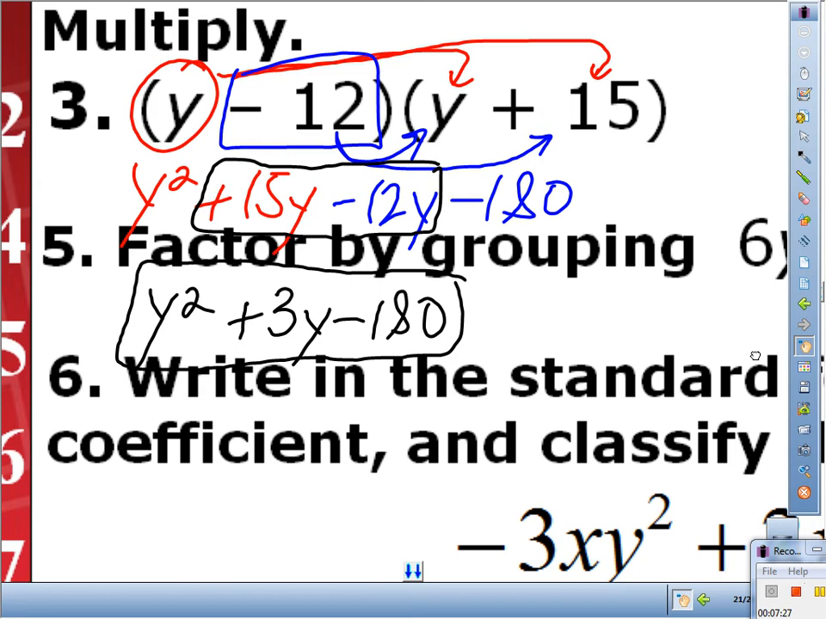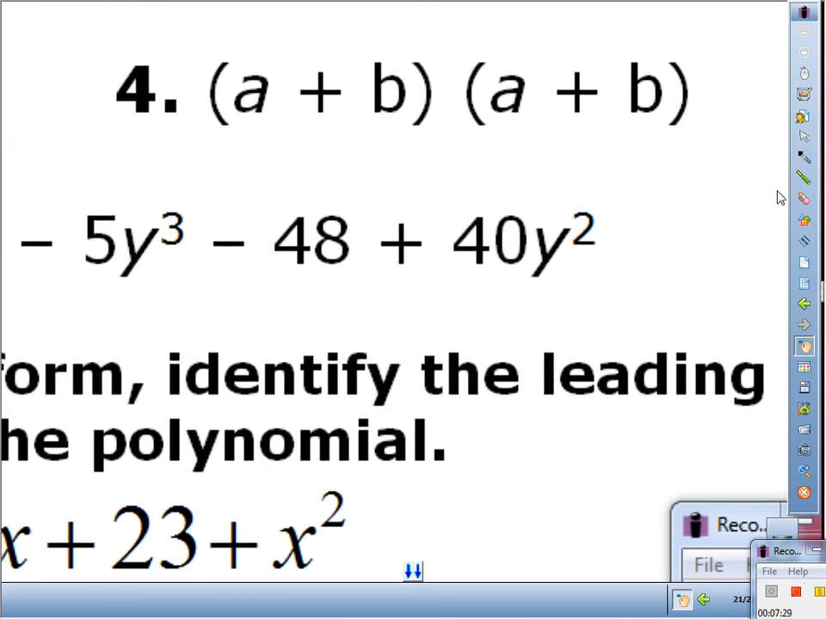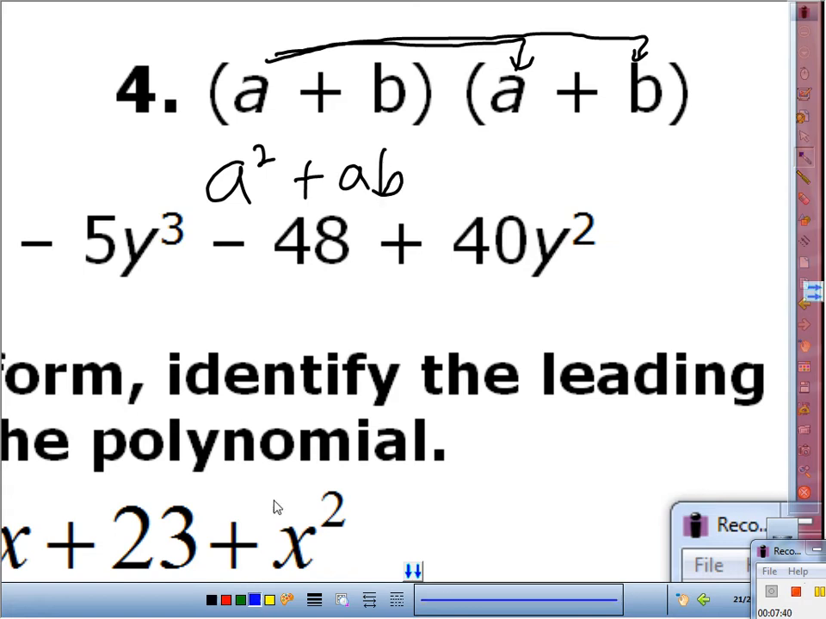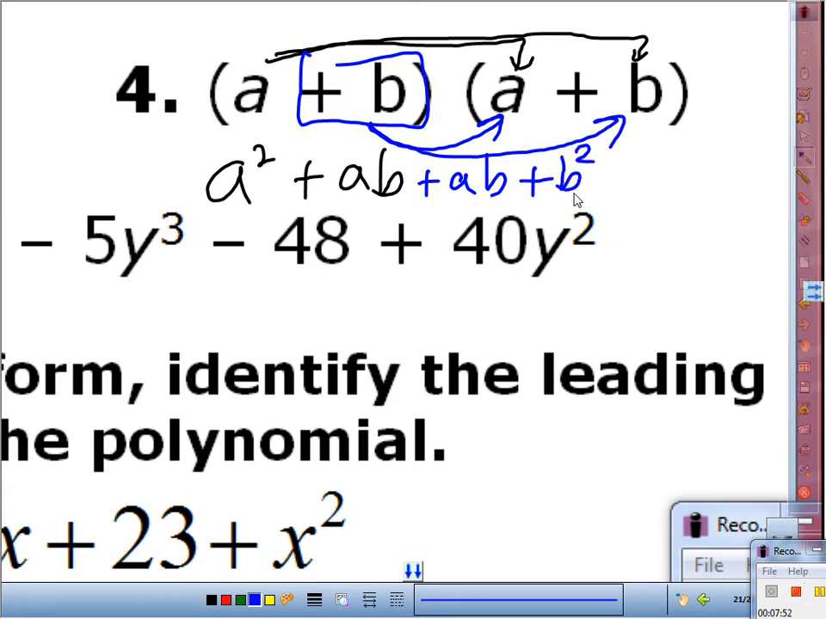Number 4. What is a times a to the second? What is a times b? Positive ab. Alright. Next. What is b times a? ab in alphabetical order. What is b times b? B to the second.